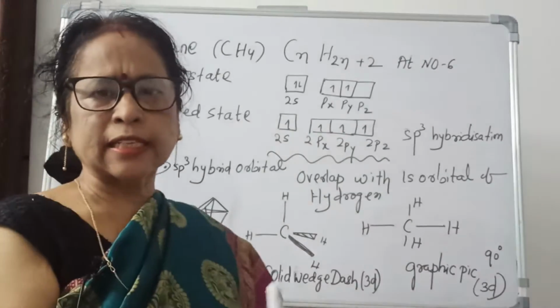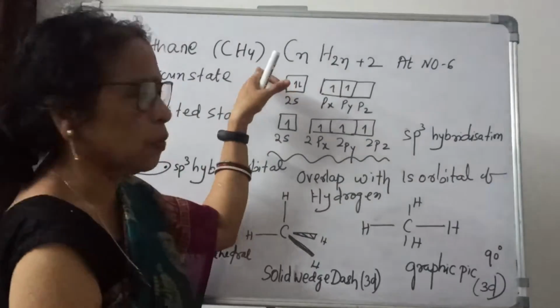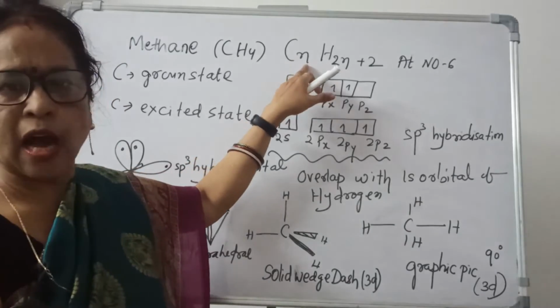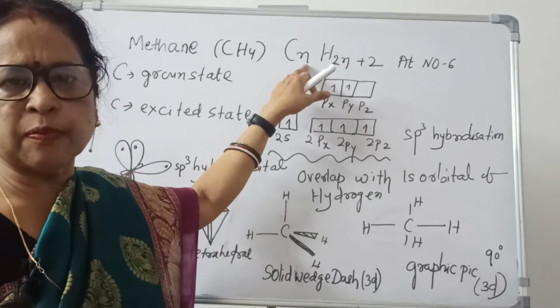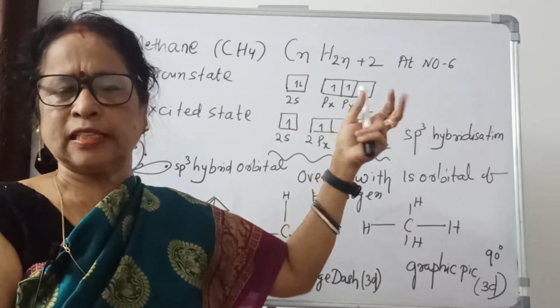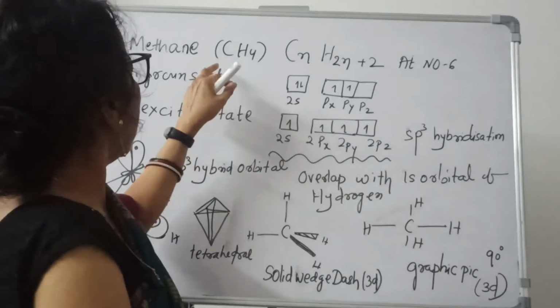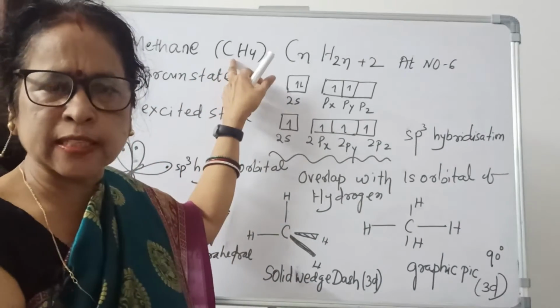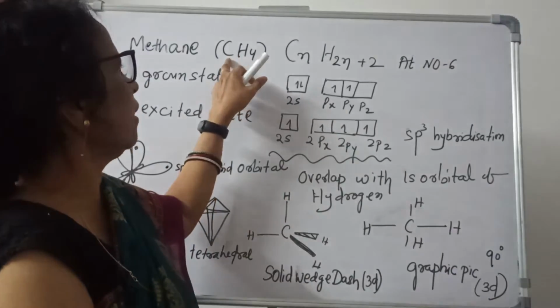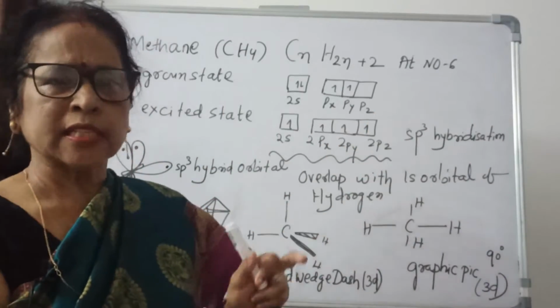Now we can see the formula of methane, CH4. What is the general formula? This is an alkane. So what is the general formula? CnH2n+2. That means alkane, a saturated hydrocarbon, where it contains single bonds. And now in the formula CH4, what is the main atom here? The main atom is carbon. The carbon atom number is 6.